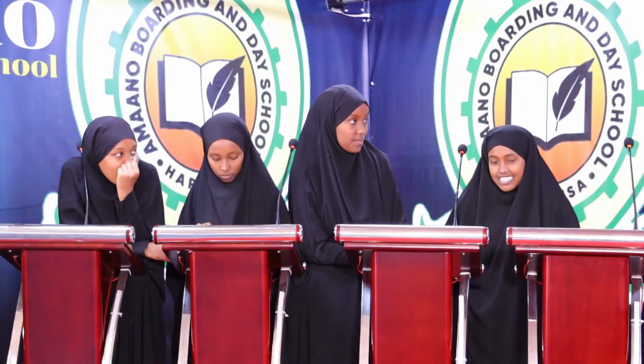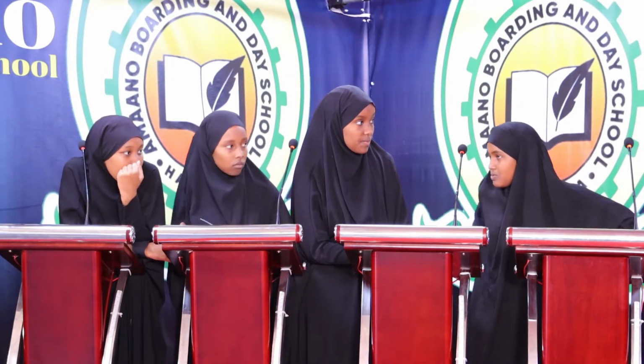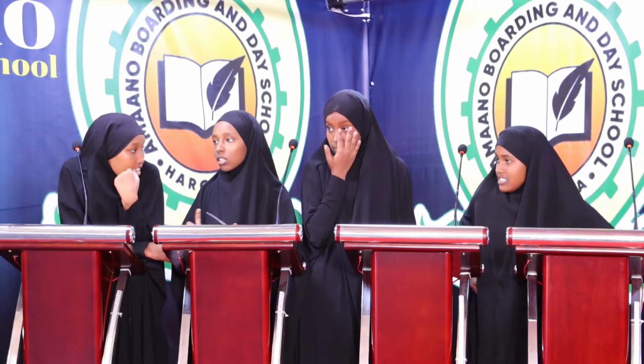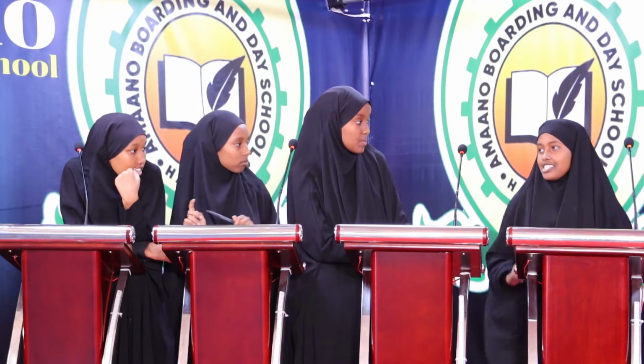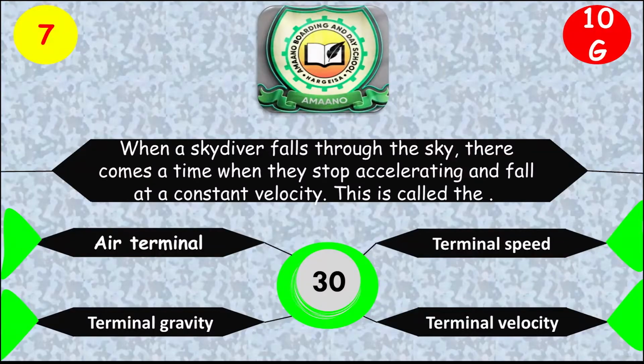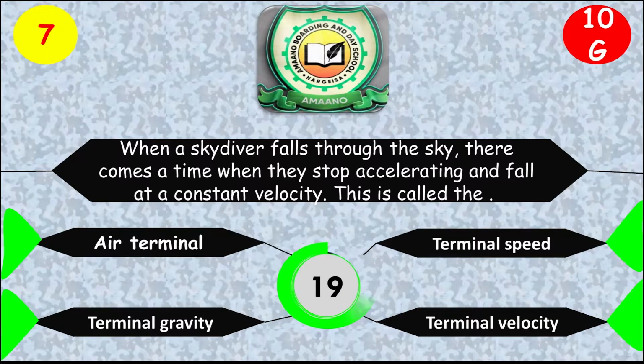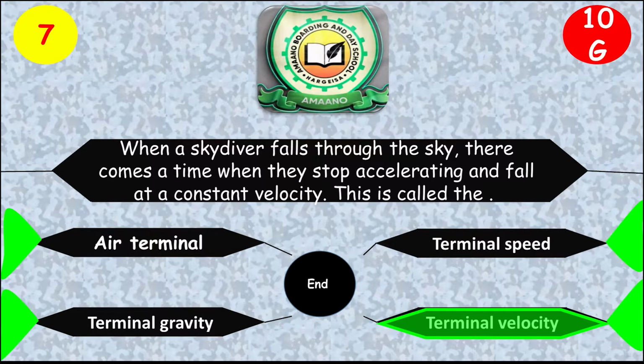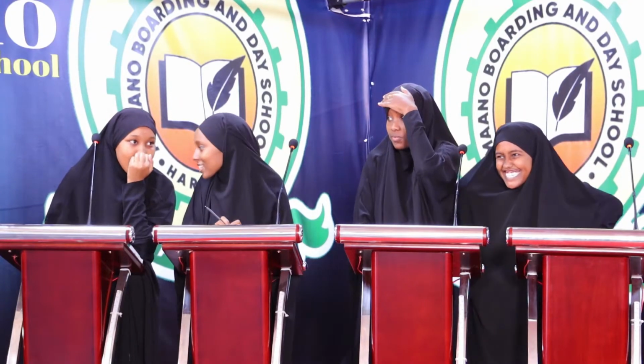Can we move to the girls section? Which question do you pick? Question 7. When a skydiver falls through the sky, there comes a time when they stop accelerating and fall at a constant velocity. This is called terminal velocity. That's correct for the girls. Let's go to the boys section.